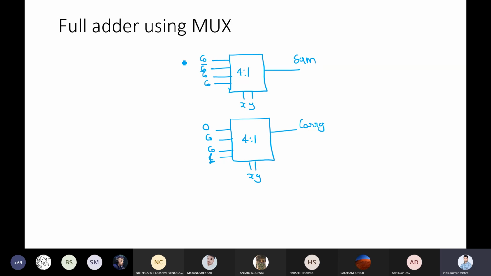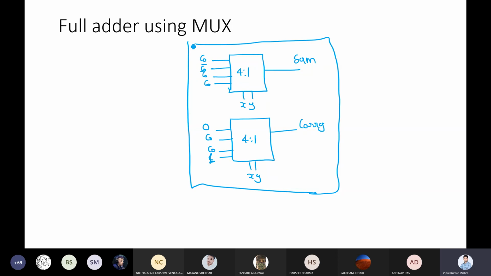Right. So once you club them together, let me club this entire IC. If you club them together, we will have two outputs from this IC. One is sum, one is carry.